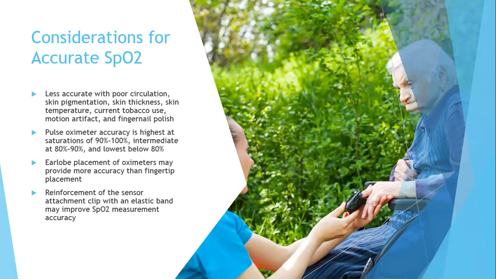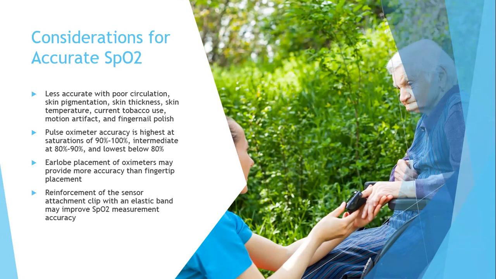In order to be accurate, we have to have accurate measurement techniques. So it's going to be less accurate for someone with poor circulation, somebody with skin pigmentation, thicker skin, or if your hands are really cold, you're not going to get a good reading with a pulse oximeter. If people use tobacco, it diminishes their circulation and you might not get a good reading. Motion artifact, meaning they're moving around and they're not getting good contact. And fingernail polish diminishes the accuracy of your reading.